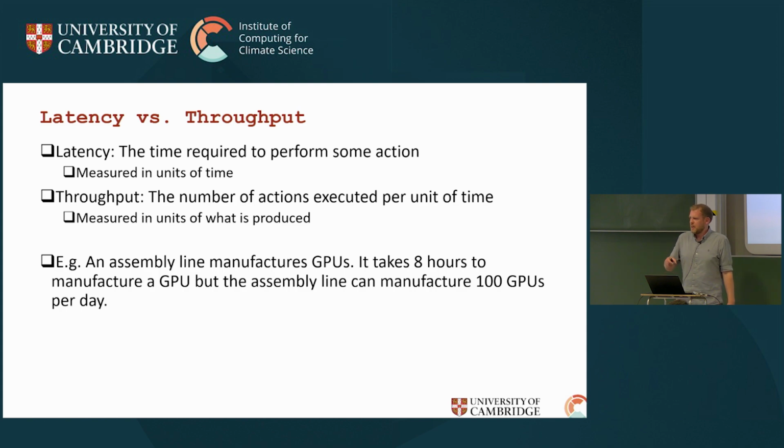So an example, going back to my assembly line example, if we have an assembly line that manufactures GPUs, then it could take 8 hours in total to get a GPU all the way through that production line. Yeah, that's the latency. But because there are all these different stages, we can overlap things. We can have 100 GPUs made a day. So that's our bandwidth, that's our throughput.